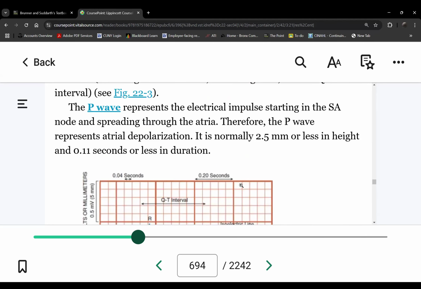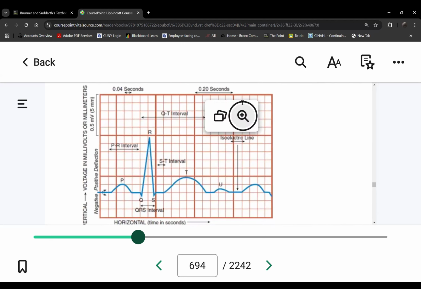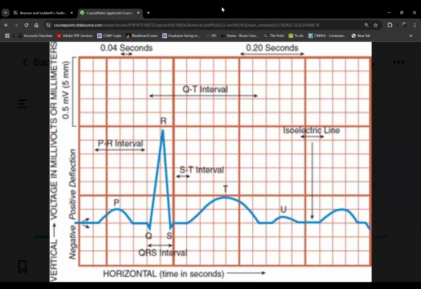So let's review. In a typical heartbeat, what is happening when you see the P wave? Okay, very good. What is happening when you see the QRS complex? Beginning ventricular depolarization. That's ventricular contraction or ventricular depolarization. What's happening in the T wave?